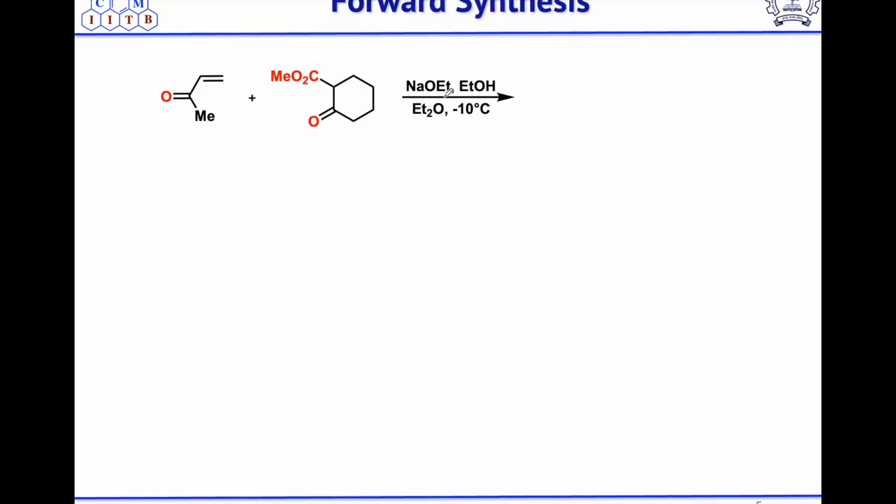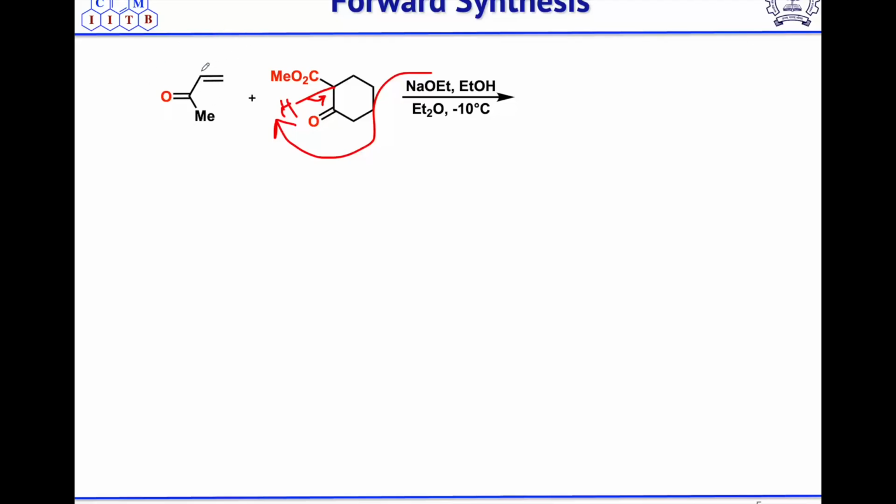So basically this base will abstract this proton. This is the more acidic proton. Okay, so the base will abstract this proton, and now a carbanion will generate here. So this carbanion will attack the corresponding methyl vinyl ketone.